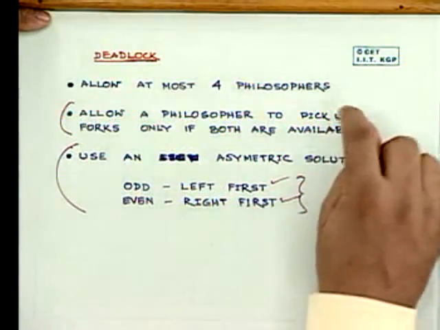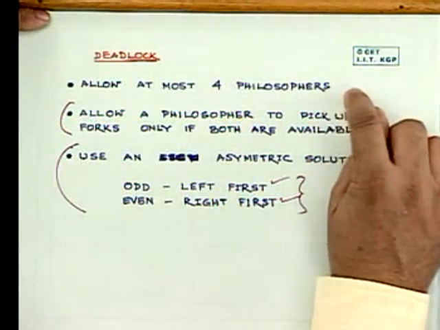Therefore, we have given 3 possible solutions to the deadlock situation in the dining philosophers problem. One is to restrict the number of philosophers. Second is to allow the philosophers to pick up both forks, and if both forks are not available, he should relinquish the fork he has picked up. And the third is an asymmetric solution.